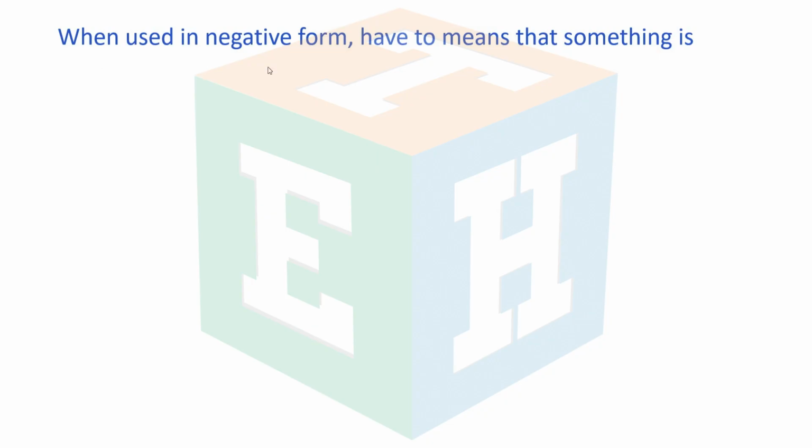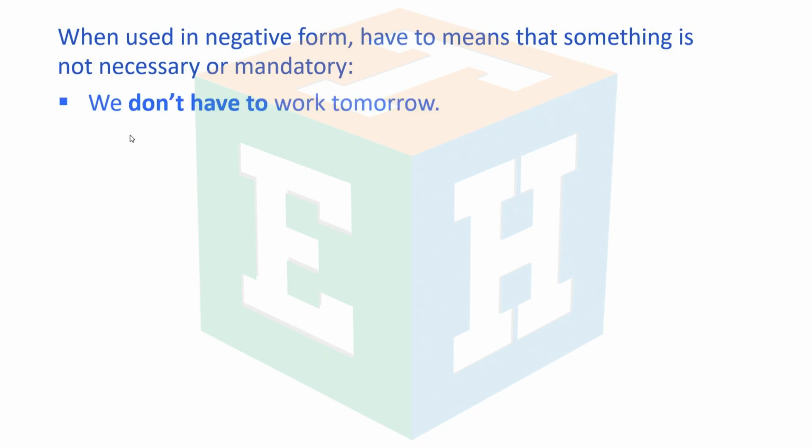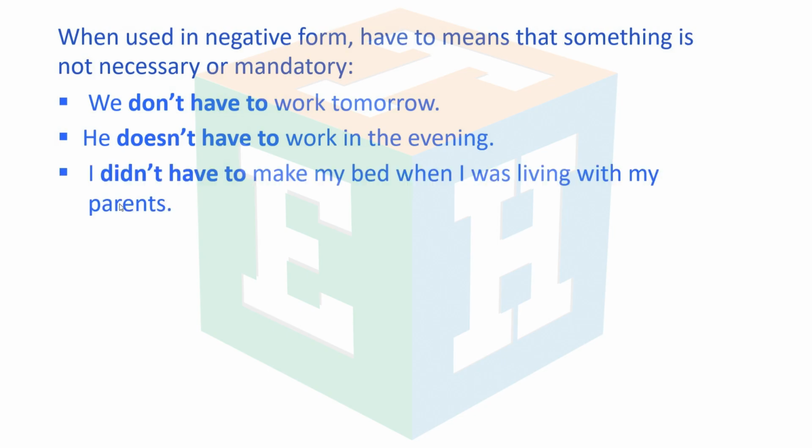When used in negative form, have to means that something is not necessary or mandatory. Examples: We don't have to work tomorrow. He doesn't have to work in the evening. I didn't have to make my bed when I was living with my parents.